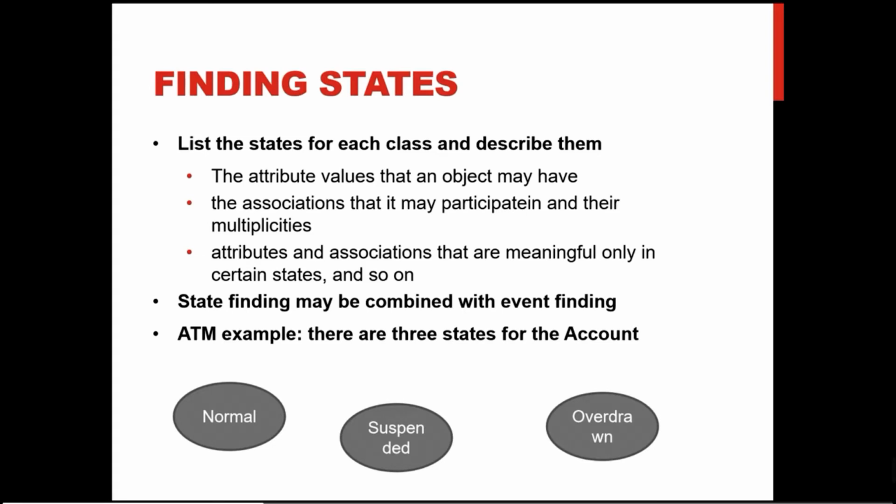And sometimes the state finding may be combined with event finding. It means that at the initial stage, maybe we cannot find all the states, and when we try to find events, maybe at that stage we'll find some new states. So it means that finding states and events may be hybrid and combined together.